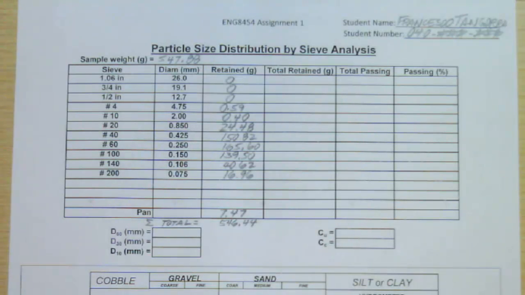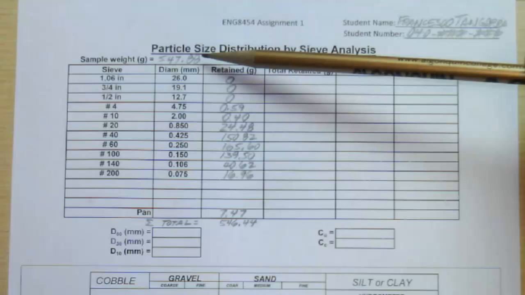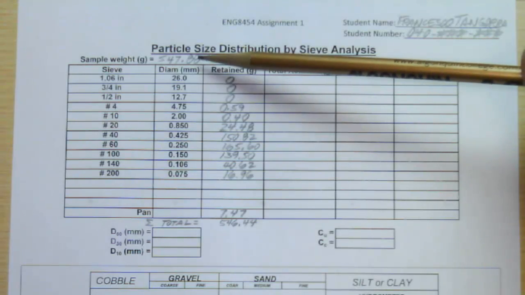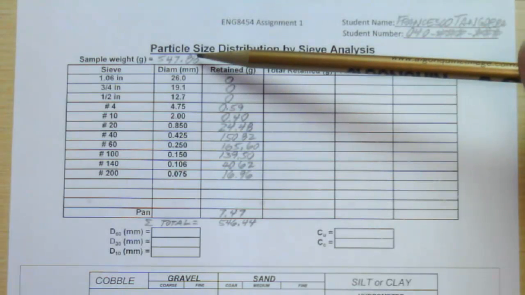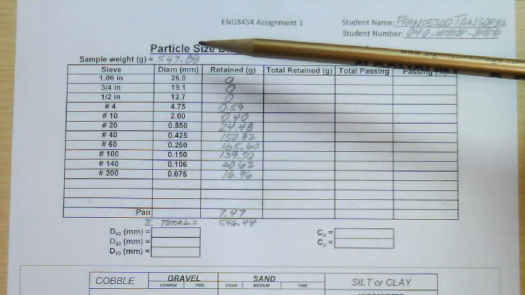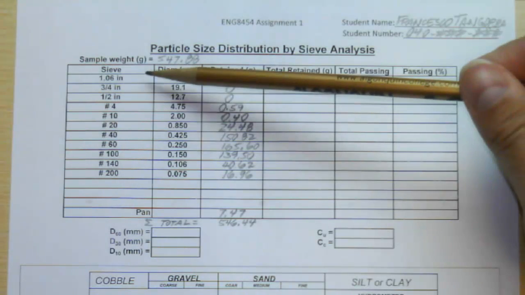A couple things that I'd like to bring to your attention. First of all, the sample weight. So this is how much mass of material you're going to dump into the stack of sieves. Okay, so this is the original sample weight. You want to make sure you have this sample weight before you dump it on top of your sieves and shake it.